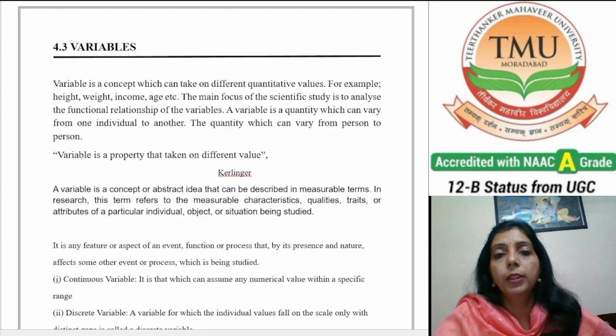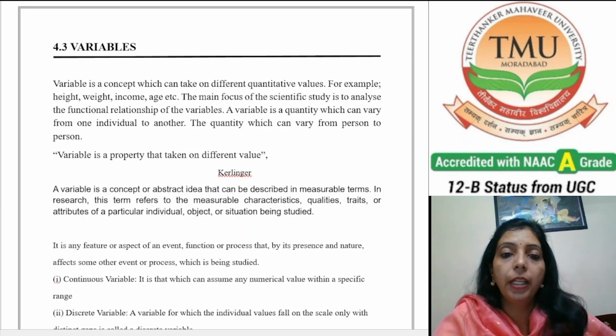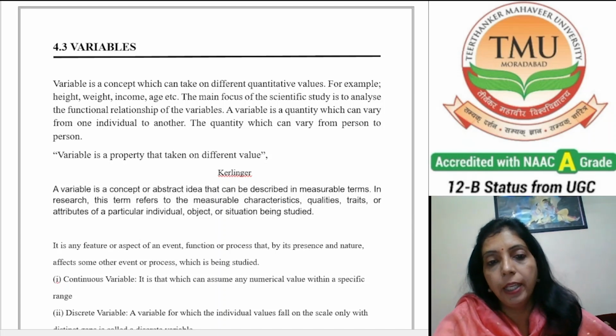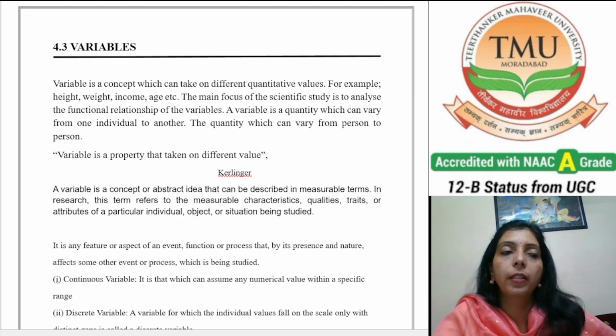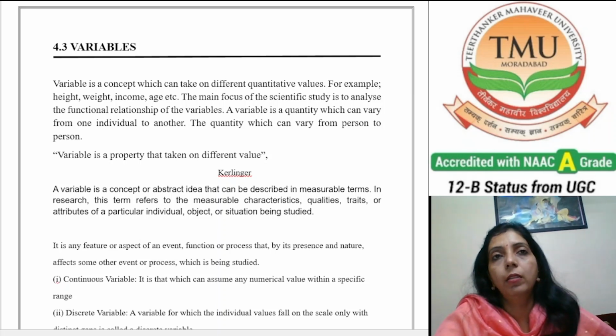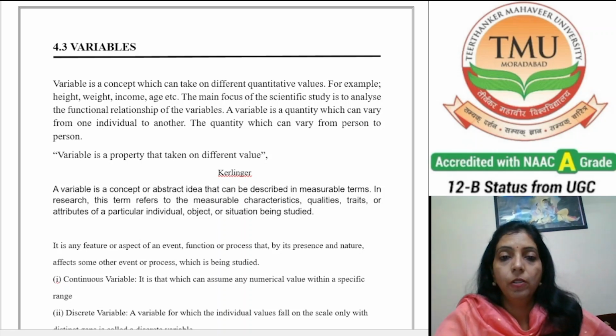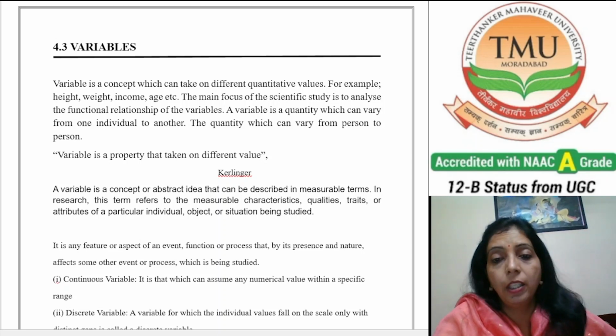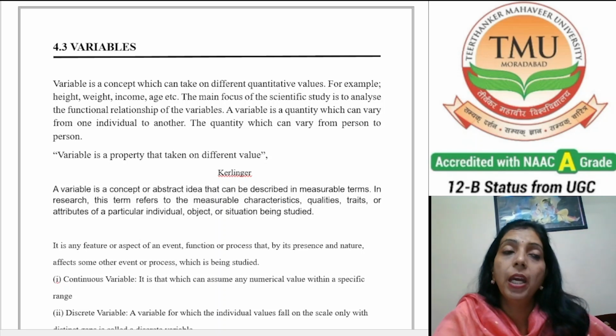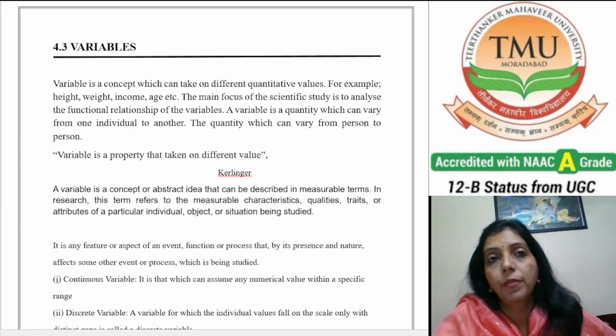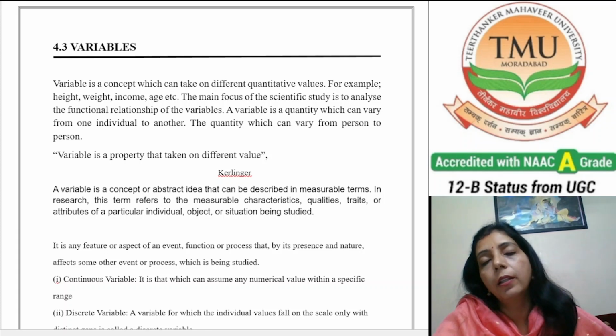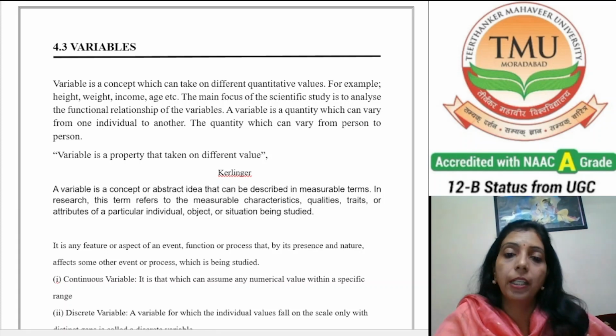Now I will tell you some examples of independent and dependent variables. For example, a study of teacher-student classroom interaction at the different levels of schooling, like at primary level, middle level, or at higher level. So, the nature of teacher-student classroom interaction at different levels of schooling: preschooling, primary schooling, middle schooling, or senior secondary level.